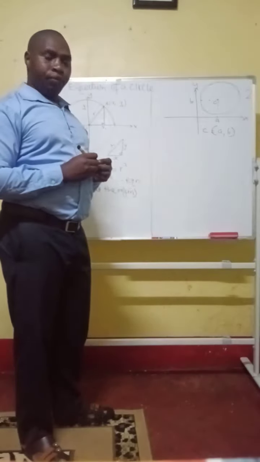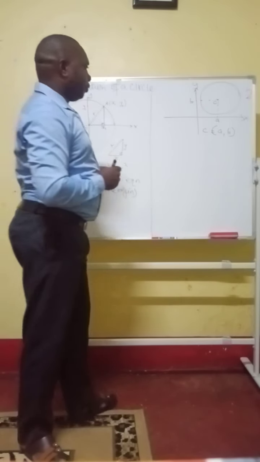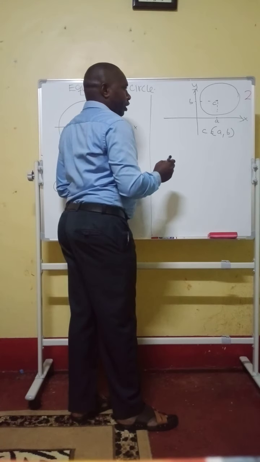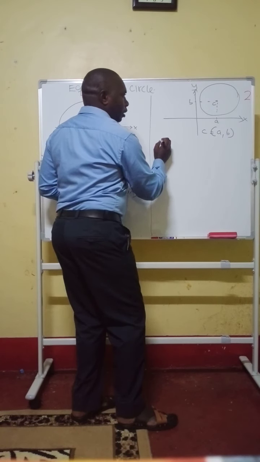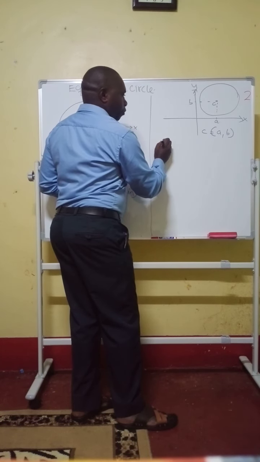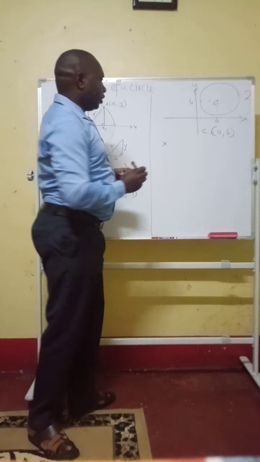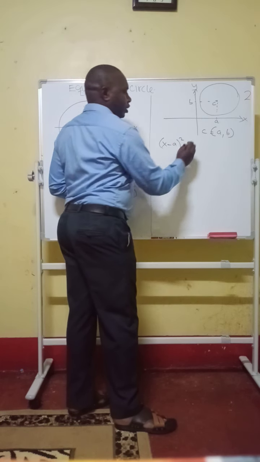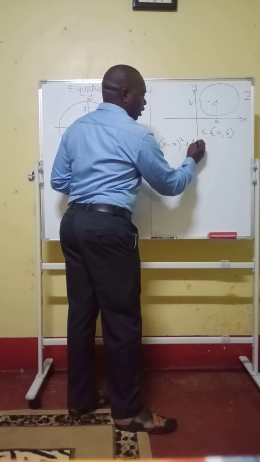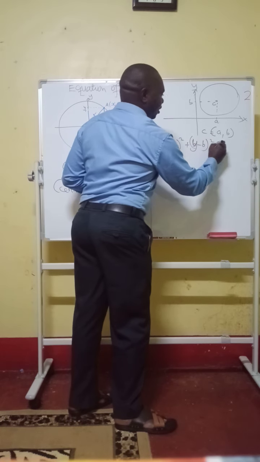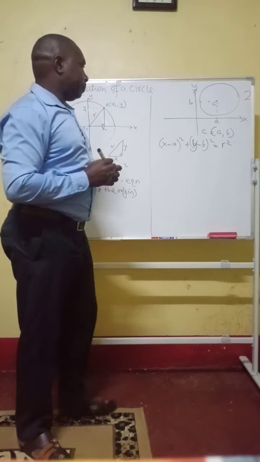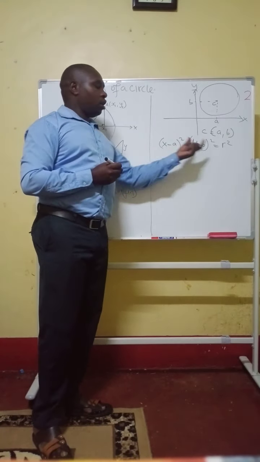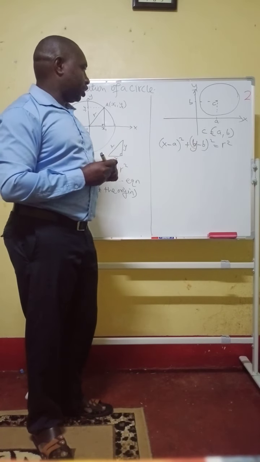So in such a case, if we were to determine the equation of such a circle, I will say that the value of x minus a squared plus y minus b squared is equal to r squared. Now, we need to expand these particular terms for us to come up with the right equation of this circle.